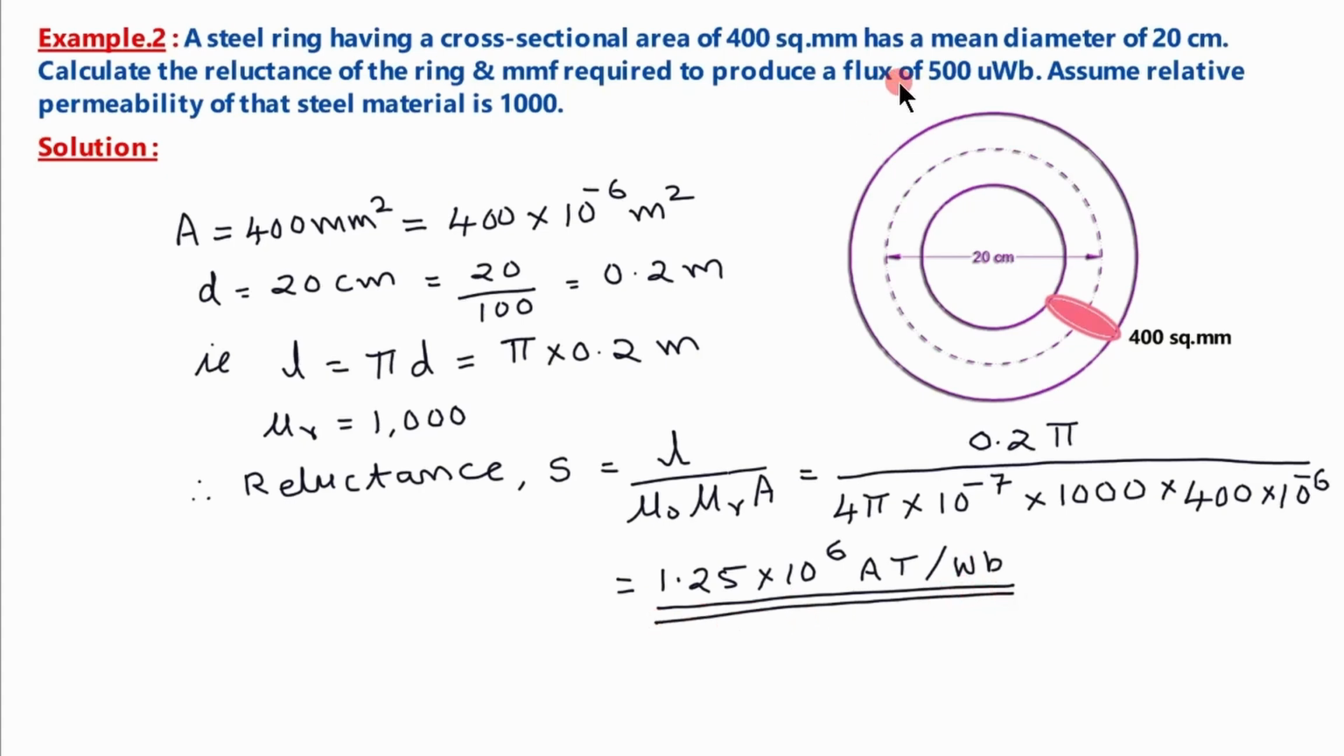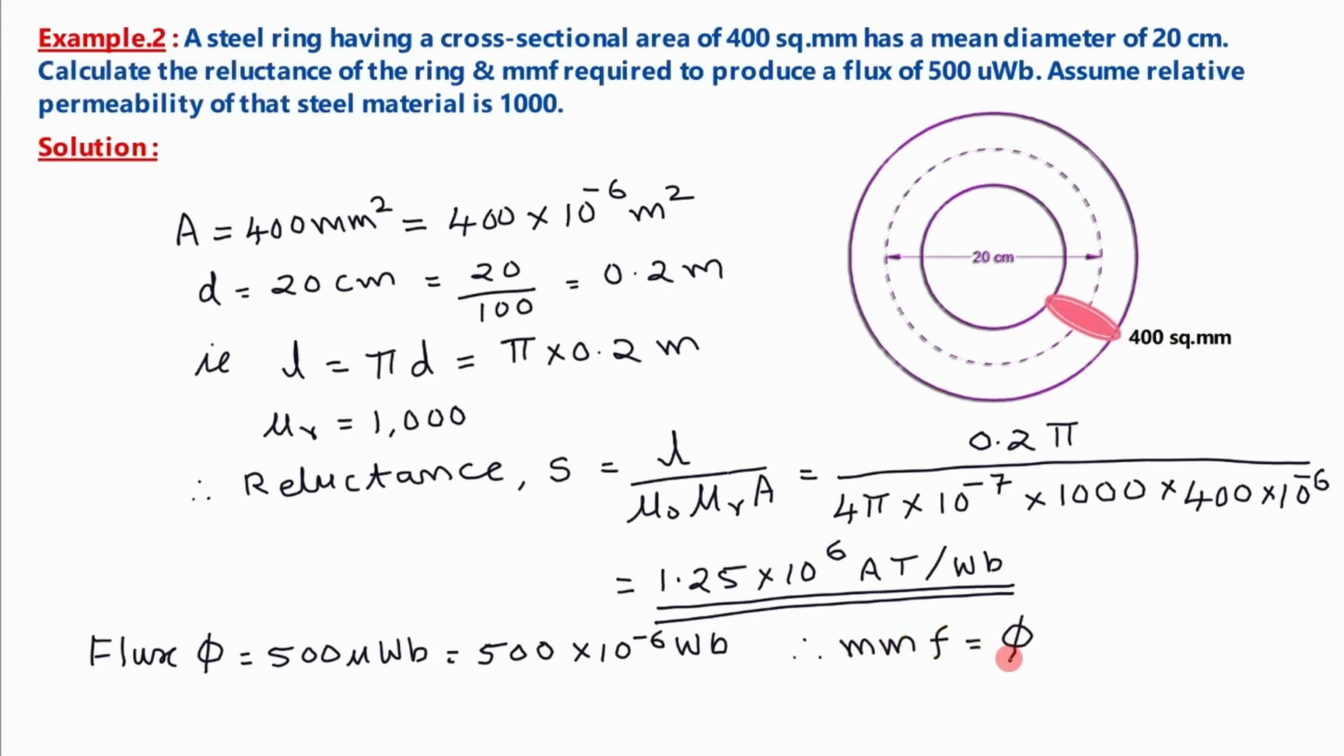The flux phi developed is given as 500 microweber. That is, flux phi is equal to 500 microweber. That is 500 into 10 raised to minus 6 Weber. Therefore, magnetomotive force MMF is equal to phi into S, which is equal to flux phi, which is 500 into 10 raised to minus 6, into the reluctance, which we found as 1.25 into 10 raised to 6, which becomes 625 ampere turns.